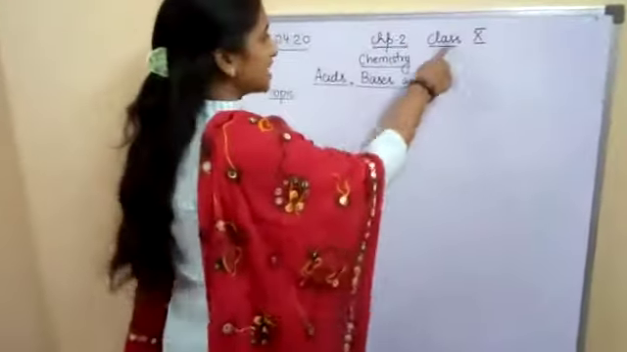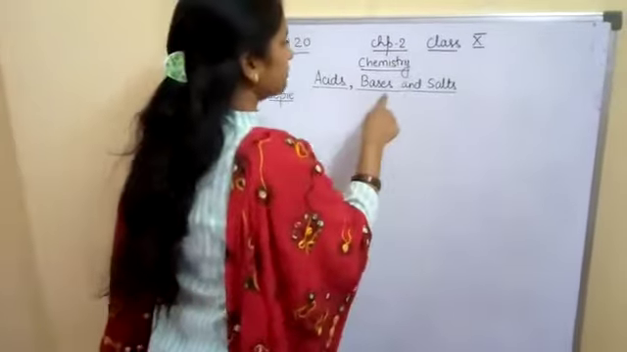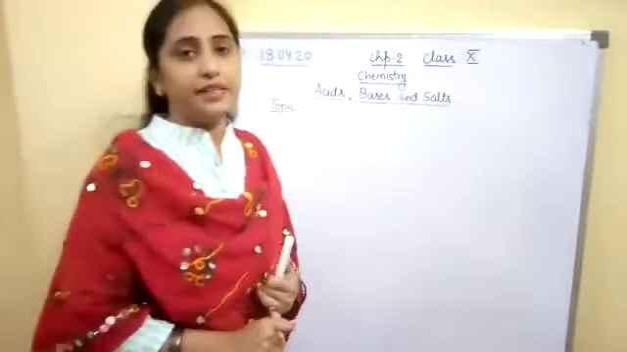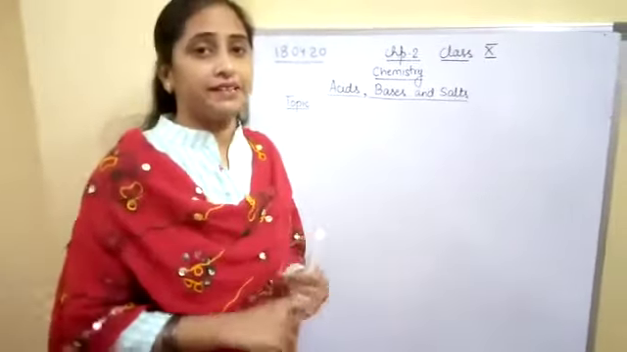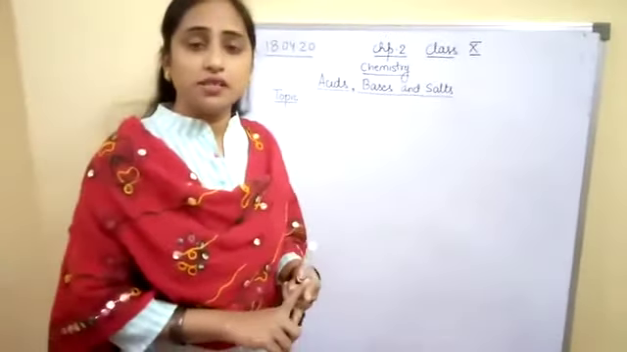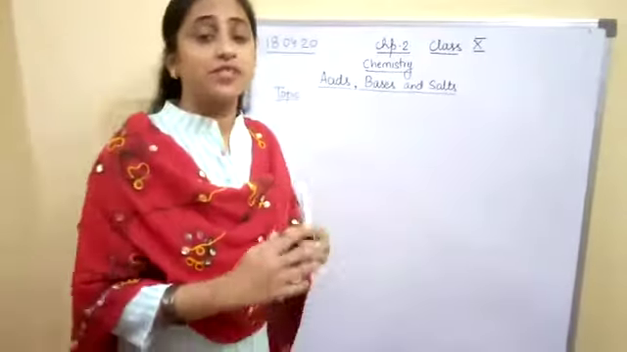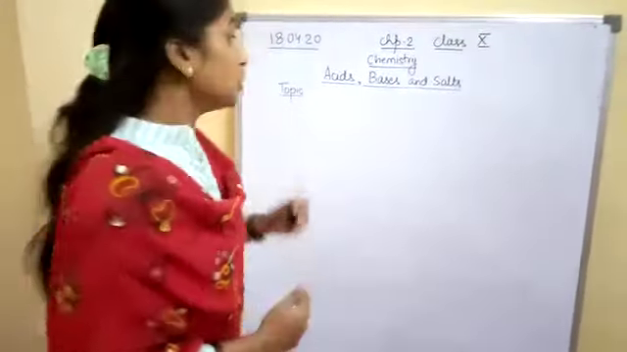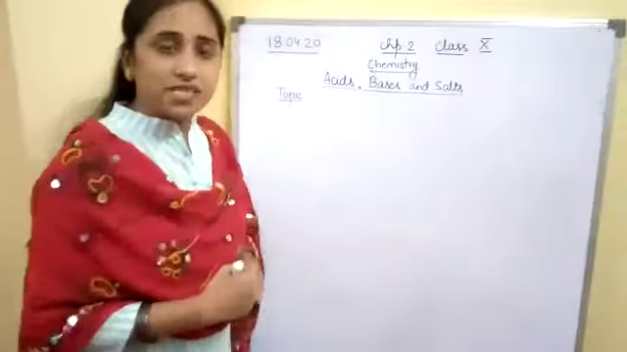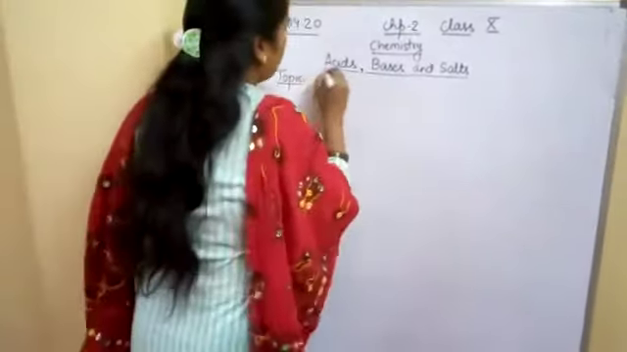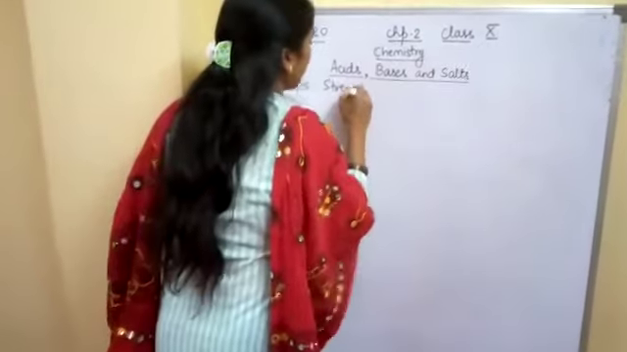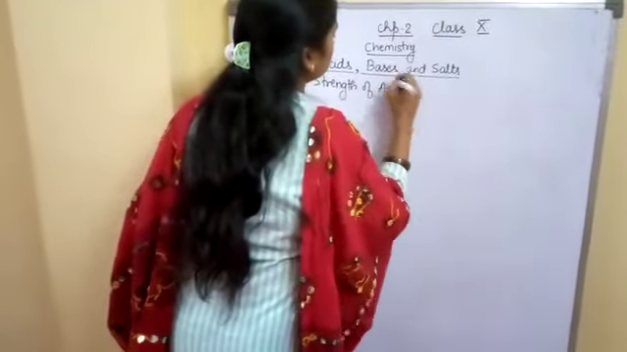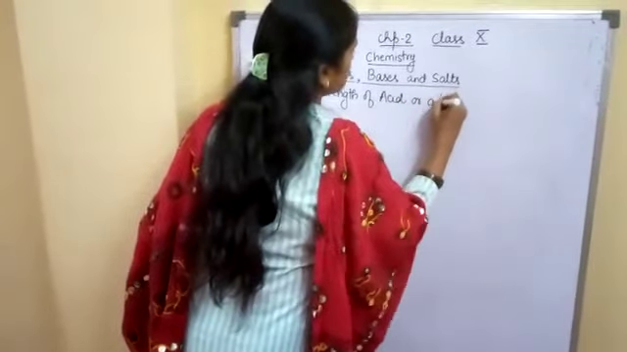I am teaching class 10th, chapter number 2 of chemistry, acids, bases and salts. In the previous lecture, we studied the different types of indicators: natural, synthetic, universal and olfactory indicators, and we saw the changes in the acidic medium and in the alkaline medium. So in today's lecture, we will be studying the strength of an acid or a base.